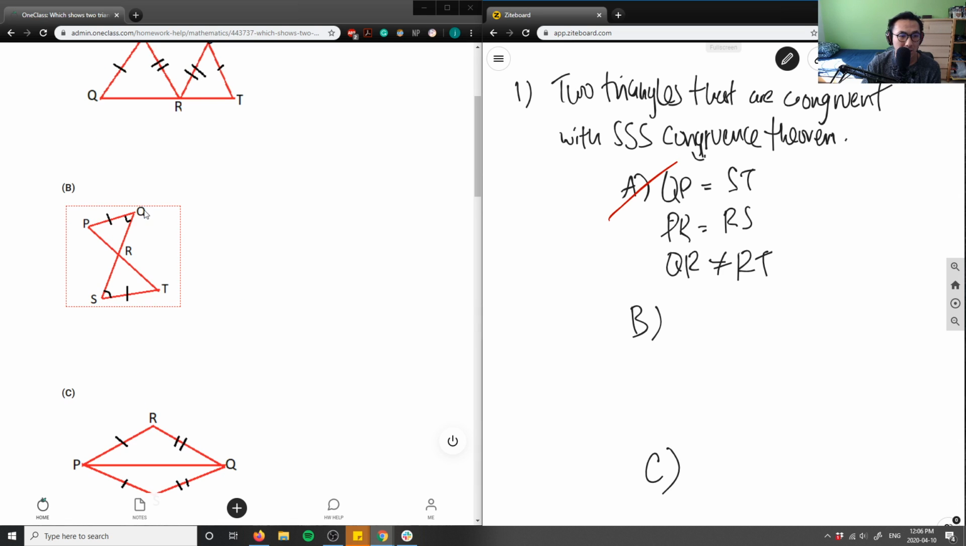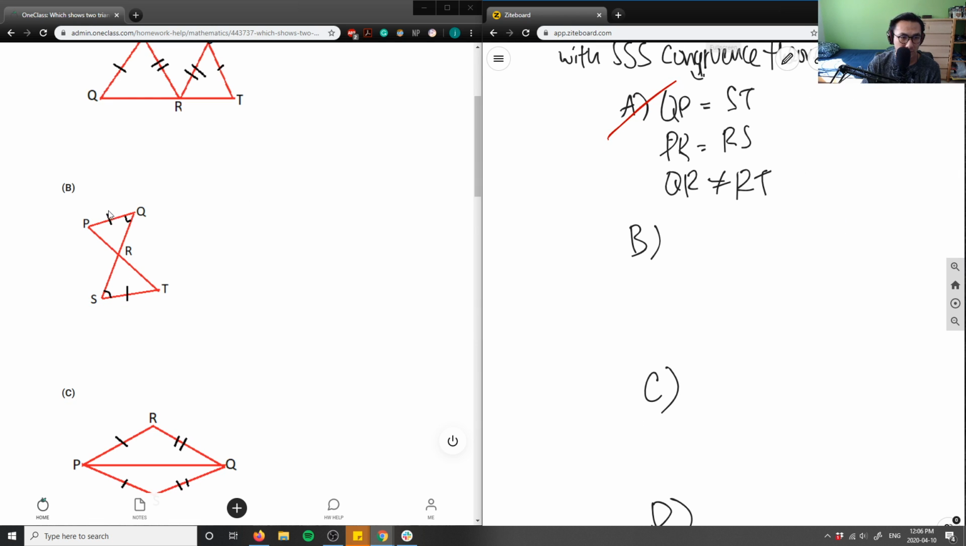B here, we have PQR as a triangle and RST as a triangle, right? So let's look at this problem here. And as you can see, I have two sides that are equal to each other, right? I have PQ is equal to ST, right? So that's good. So PQ is equal to ST, which is awesome.